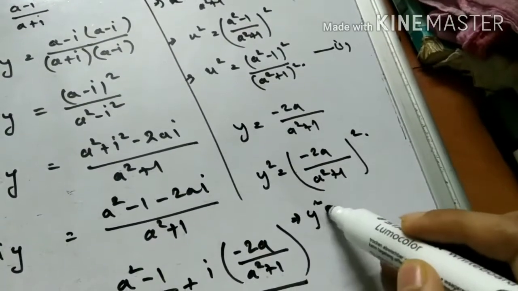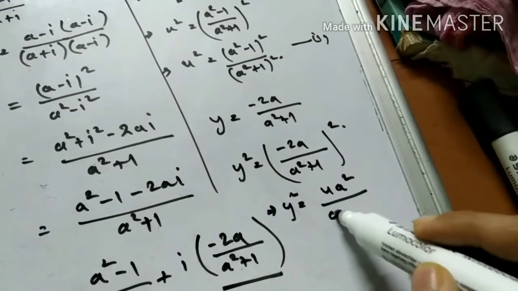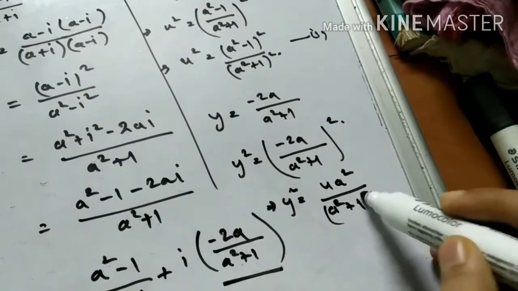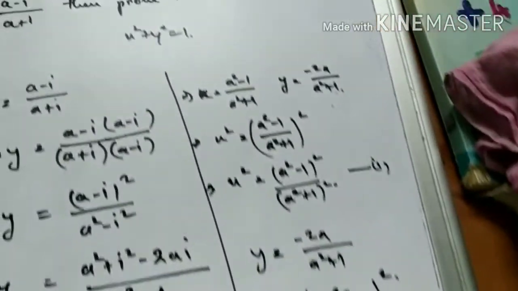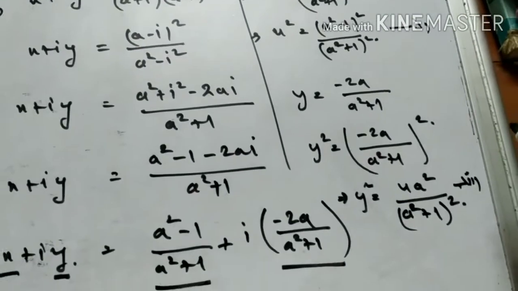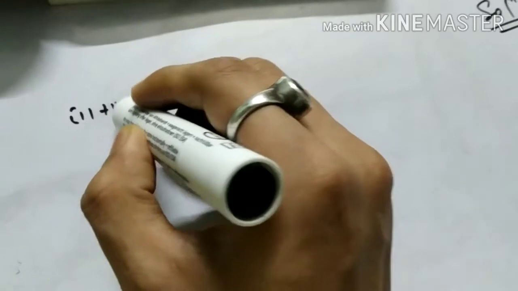Therefore y square is equal to 4a square by (a square plus 1) the whole square. This is our equation 2. Understanding? This is our equation 2. So now what I will do, I will do equation 1 plus 2.